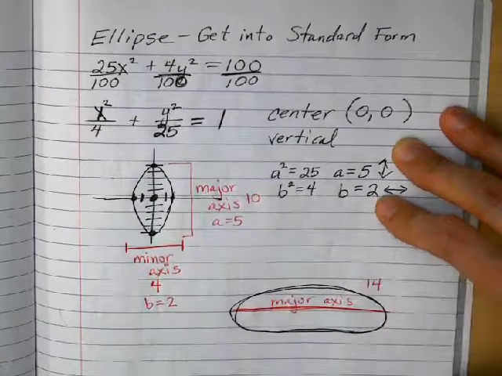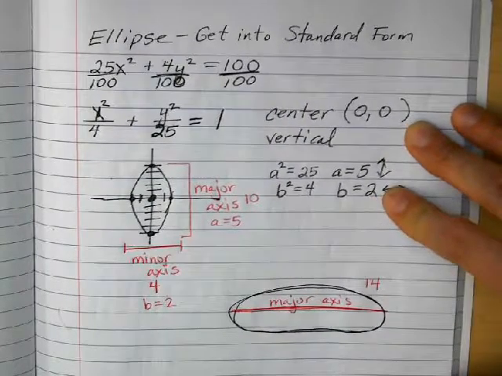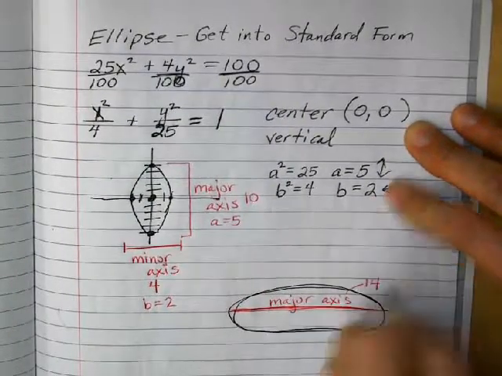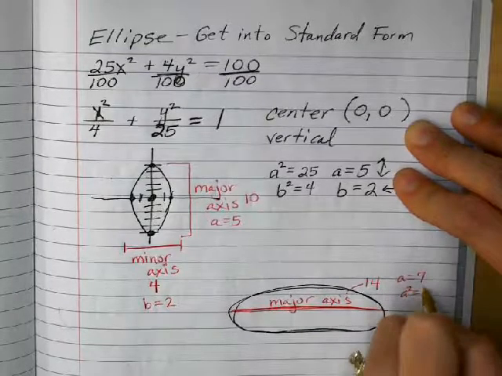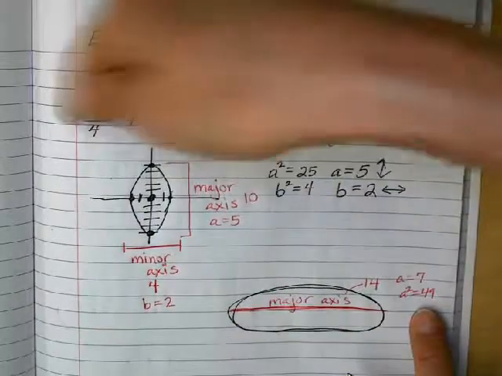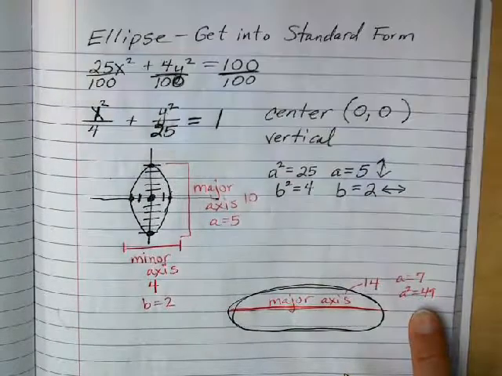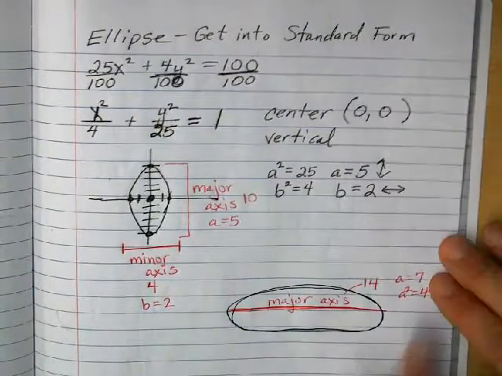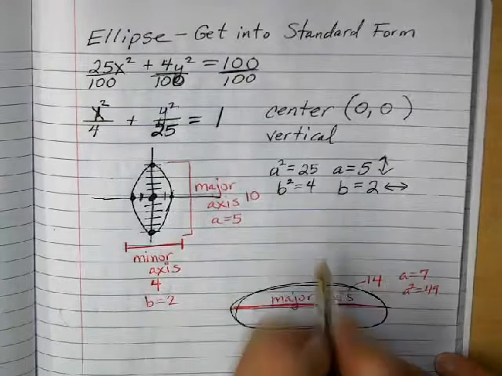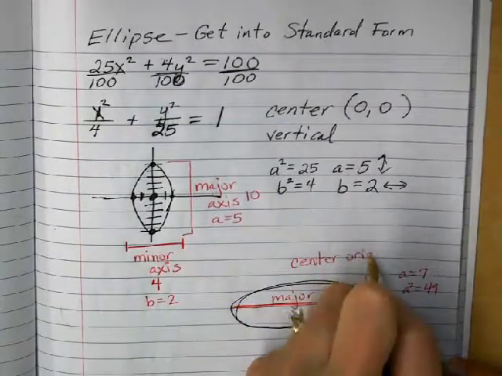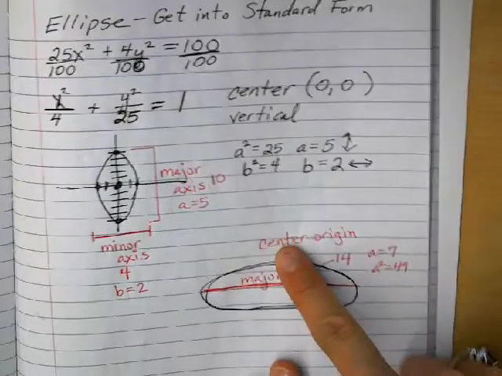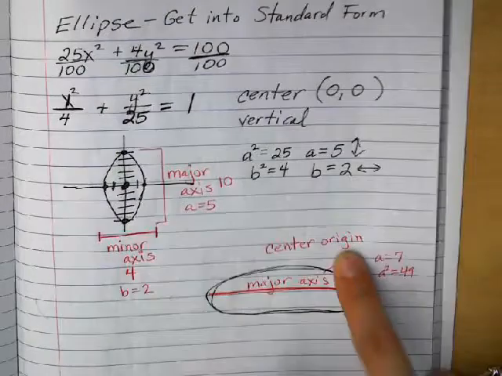Yeah, then A would be 7, and then A squared would be 49, and you'd put a 49 in the bottom of the fraction. See, you have to know how to work it out. And let's say the center was at the origin. Do you guys know what origin means? Some people forget what origin is. If I told you the center is at the origin, what does that mean? Yeah, so center, origin, that means 0, 0.